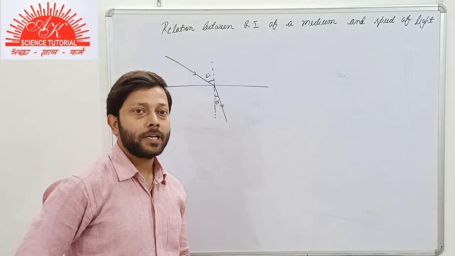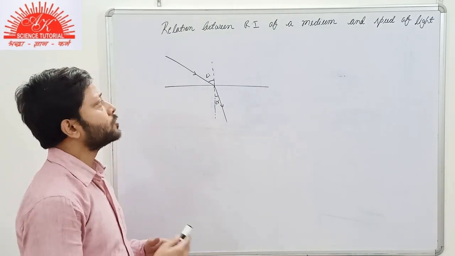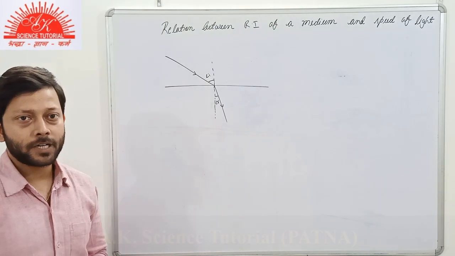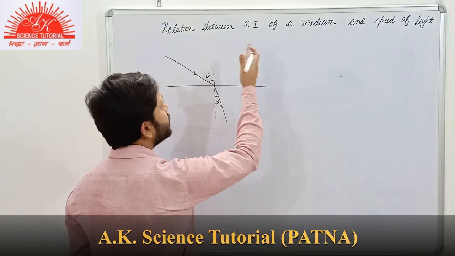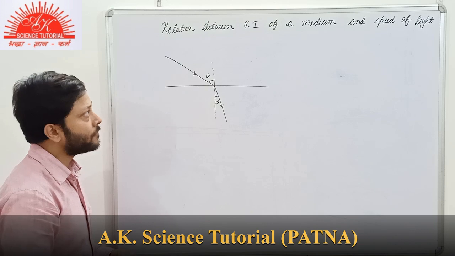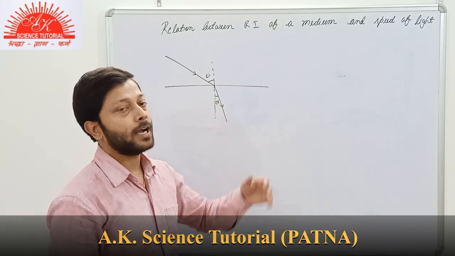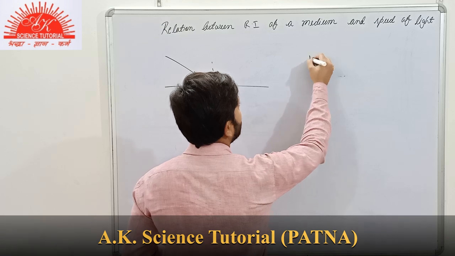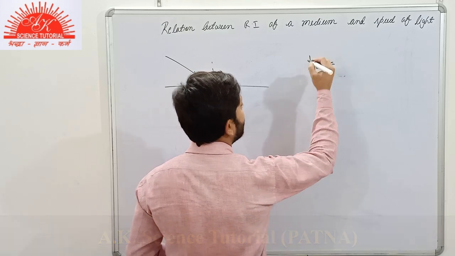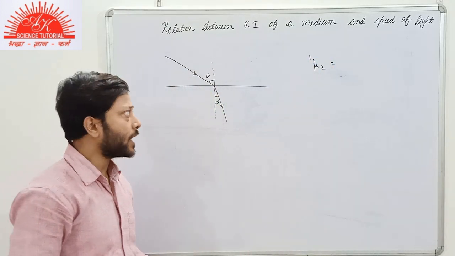You know about the refractive index of any medium, and you also know about the absolute refractive index of any medium. Now we move to the next section, which is about the relation between the refractive index of a medium and the speed of light.